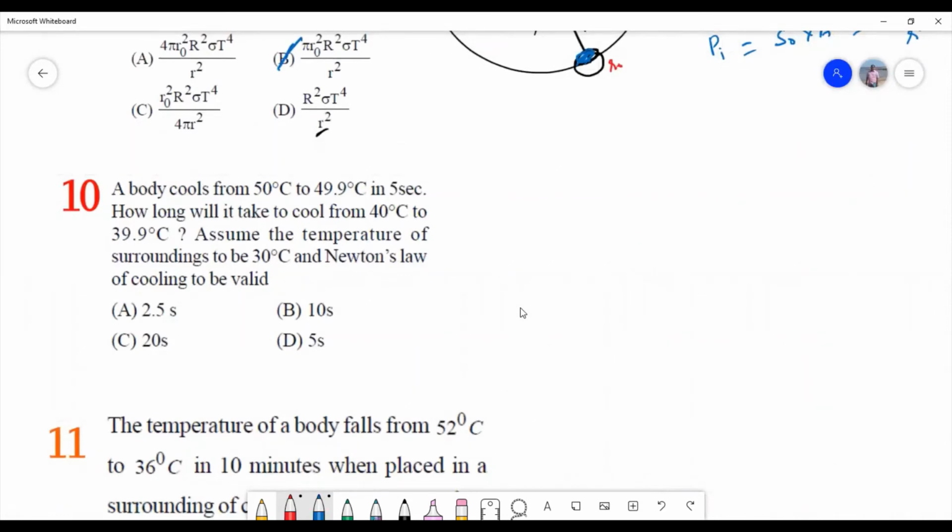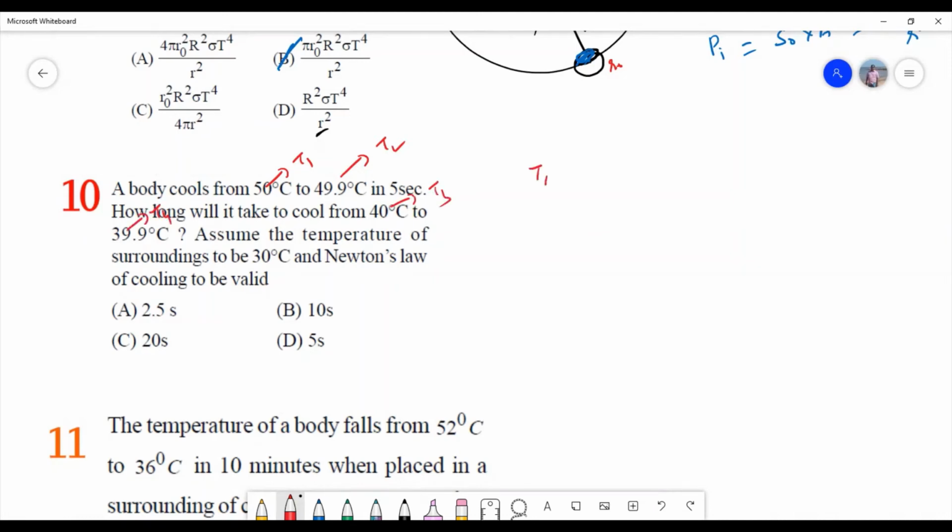A body cools from 50 to 49.9 in 5 seconds. How long will it take from 40 to 39.9? Assume the temperature of the surrounding to be 30. So it's a direct formula based on Newton's law. Let us take this as T1, this as T2, and then again this is 50 to 40, two separate temperatures are given. No problem. Let's take this as T3 and this as T4.